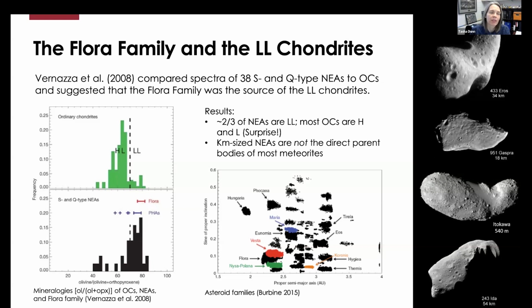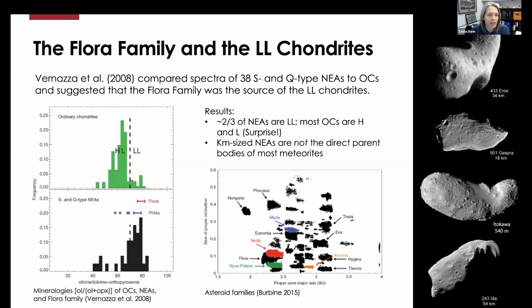So that was surprising. Why would we have so many LL-like asteroids when the majority of ordinary chondrites are H's and L's? Vernaza suggested that this might mean that kilometer-sized near-Earth asteroids, which are the ones that we are typically observing telescopically, are not the direct parent bodies of most meteorites, and instead those are meter-sized objects, and we'll talk a little bit more about that a little bit later.